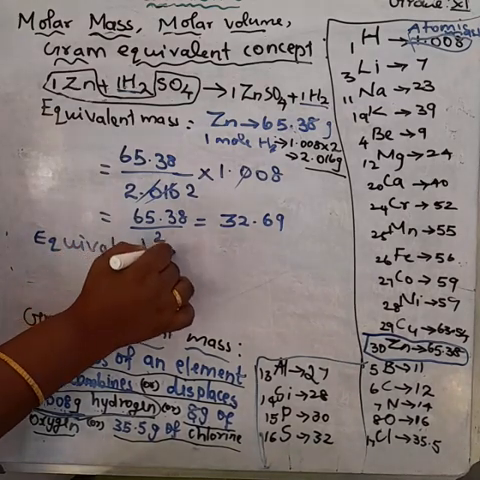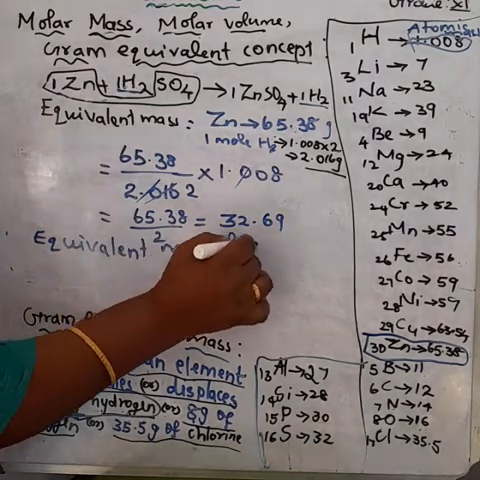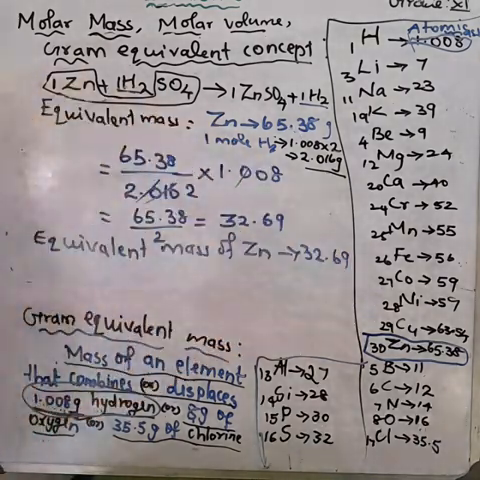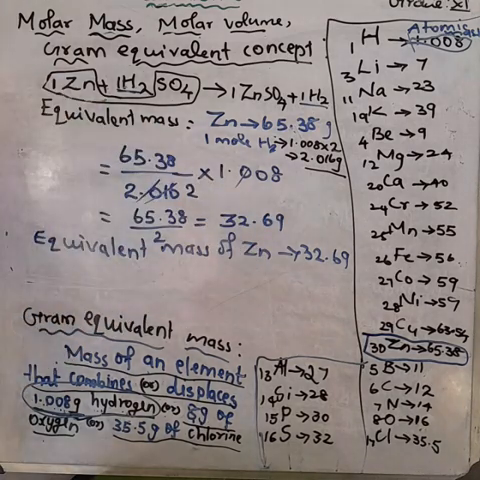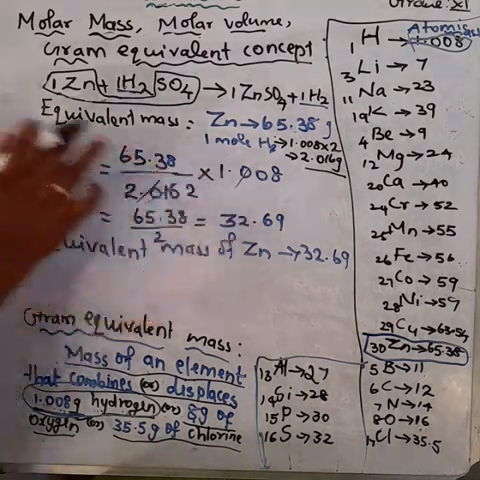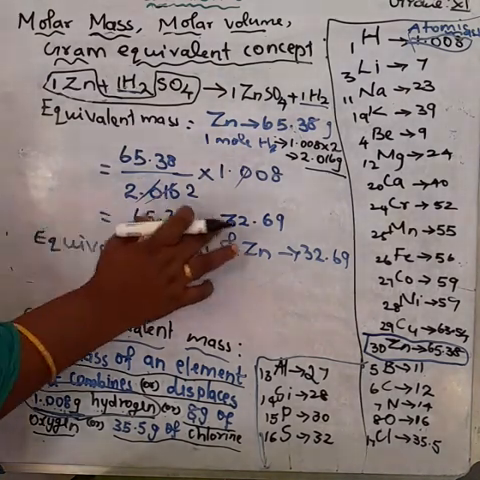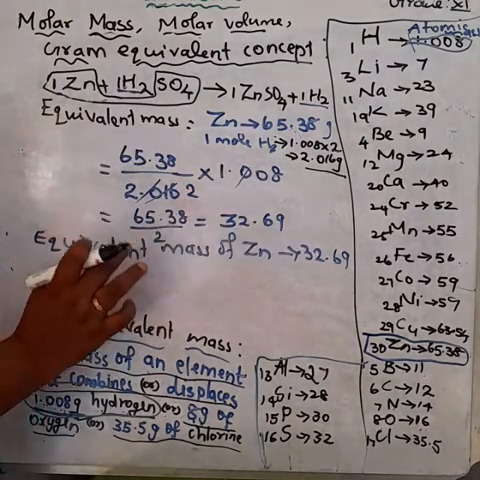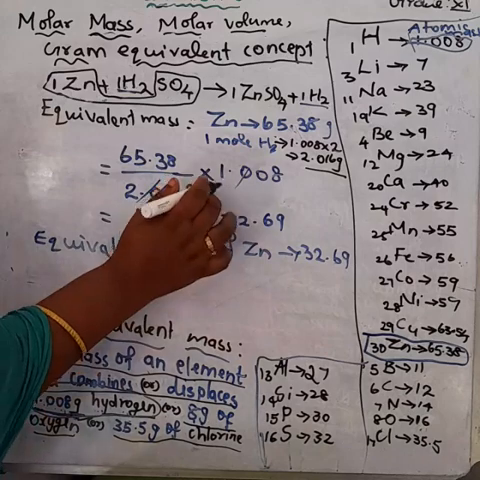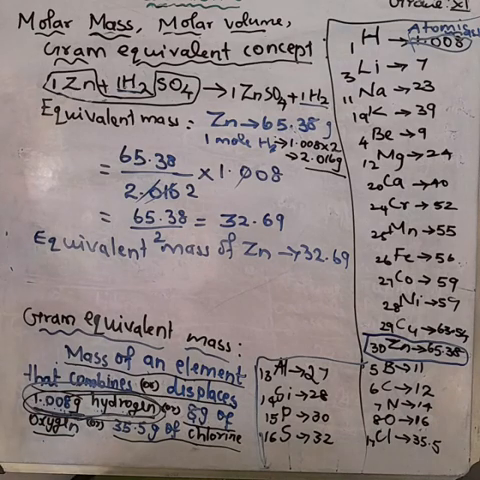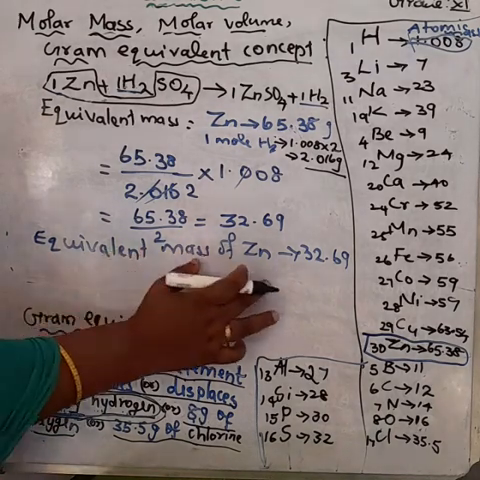So 32.69 gram equivalent mass of zinc displaces 1.008 gram of hydrogen. Understood? This 32.69 gram per equivalent of zinc displaces 1.008 gram of hydrogen. So this is the equivalent mass of zinc, that is, 32.69.